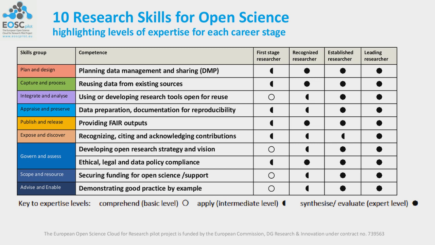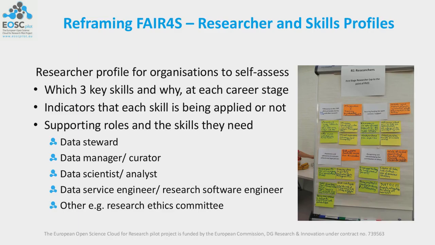The outcome of the workshop led to reframing the FAIR4S, and it describes a research profile for organizations to self-assess. It describes three key skills per career stage and gives indicators to measure if a skill is applied or not, and what the supporting roles are and the skills these supporters need. At the moment, FAIR4S offers profiles for each research career stage and recommends key skills per stage. An explanation of why the skill is needed at this stage is added together with an overview of the supporting roles and their skills. In total, this gives a list of 10 key skills relevant for data stewardship, competences and capabilities.